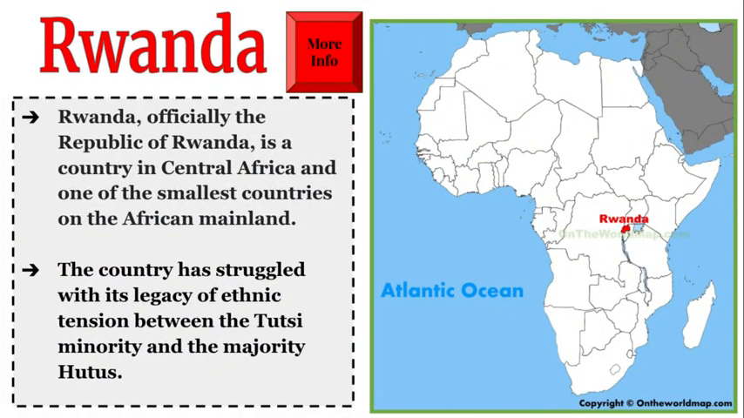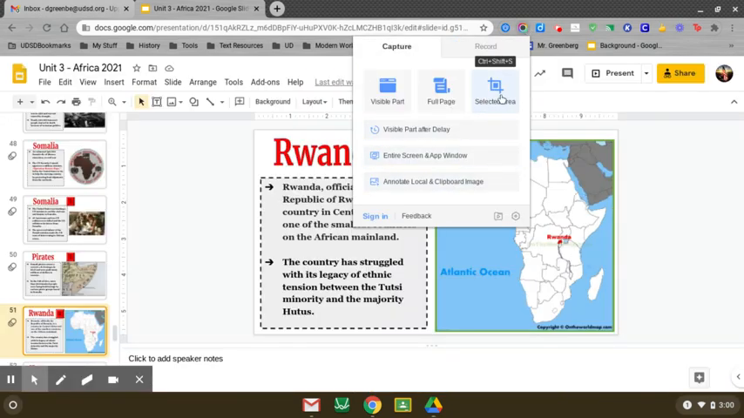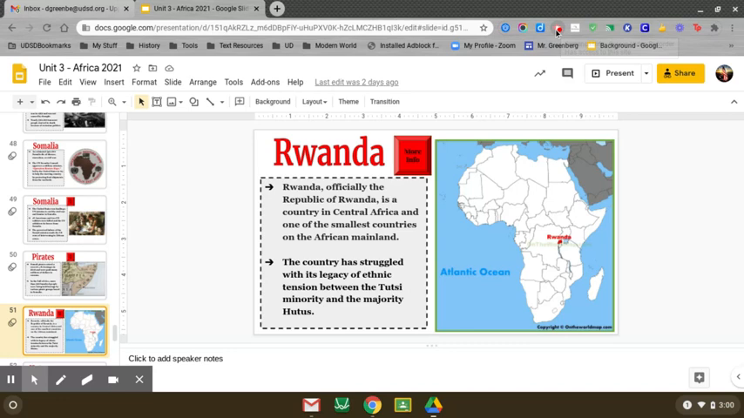Okay, that's it for this first section. We will be back looking at a genocide, a violent genocide that took place in the country of Rwanda.